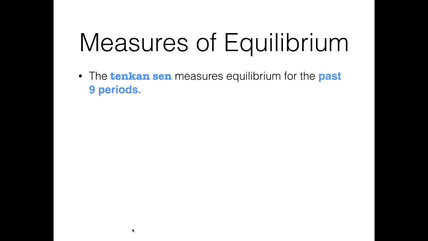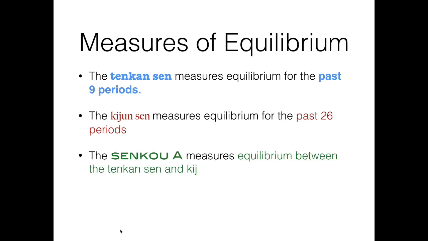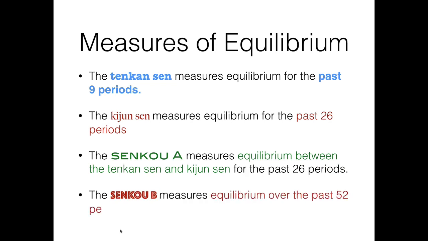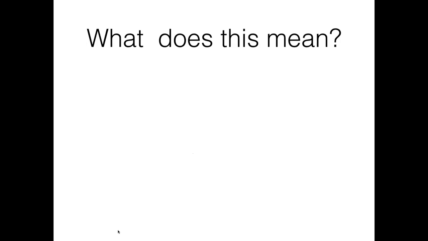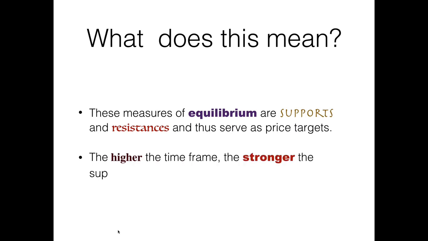First, we have to remind you that we have many measures of equilibrium in Ichimoku. The Tenkan-sen measures equilibrium for 9 periods, the Kijun-sen for 26 periods, the Senkou A for 26 periods, and the Senkou B for 52 periods. So there are many measures of equilibrium. So what does this mean? These measures of equilibrium are supports and resistances and thus serve as price targets. The higher the time frame, the stronger the support or the resistance.